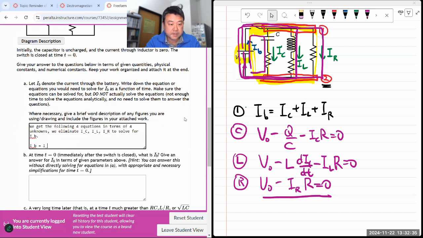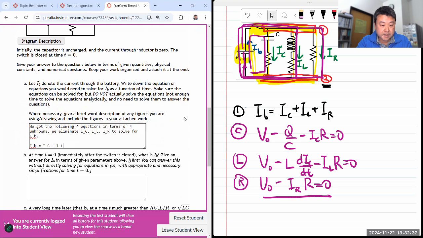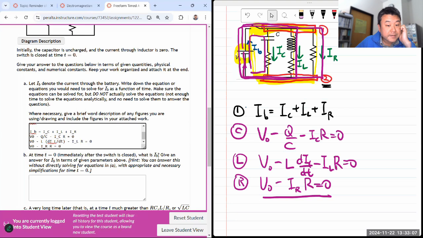I'll write down the equations. IB is equal to IC plus IL plus IR. V0 minus Q over C minus IC times R is equal to 0. V0 minus L dIL/dt minus IL R is equal to 0. V0 minus IR R is equal to 0. So, good. At time t equals 0, what is IB?